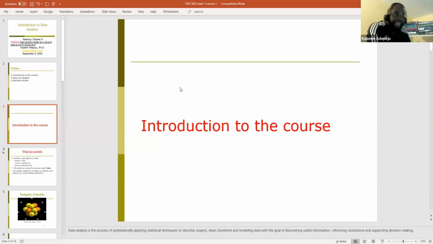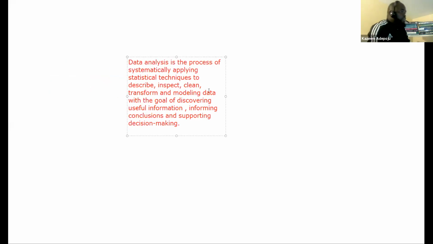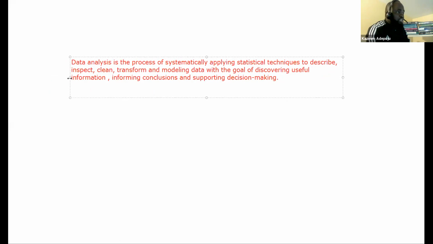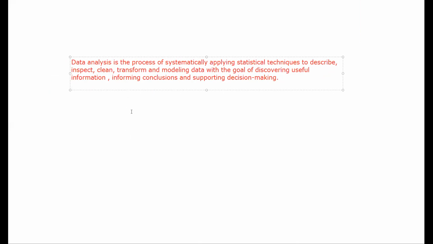Now when I say clean, there's something I'm going to do right now. Let me share again, so that those of you who may be having trouble understanding my accent can see what I'm talking about. Can you guys see the definition right now? Can you confirm? Oh, good, okay. Now take a look at that. I said the process of systematically applying statistical techniques to describe, because we're going to have data description.